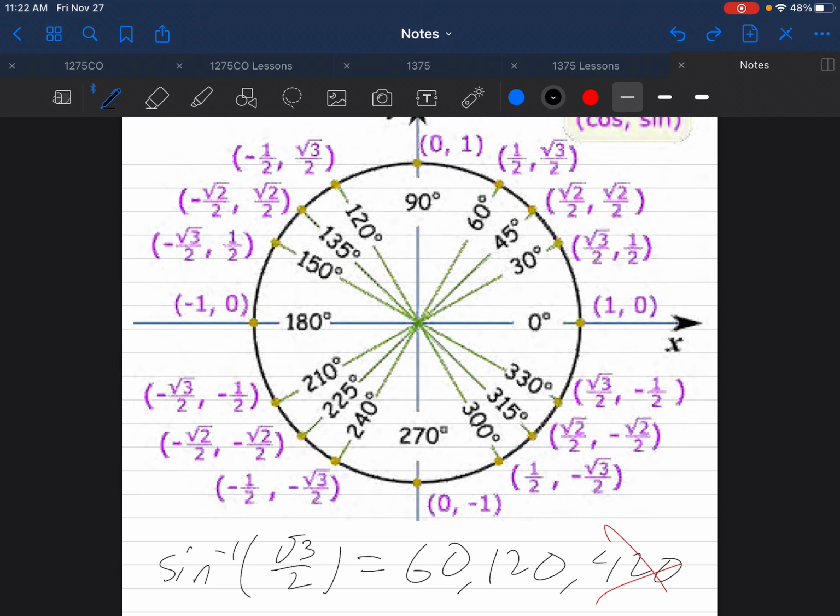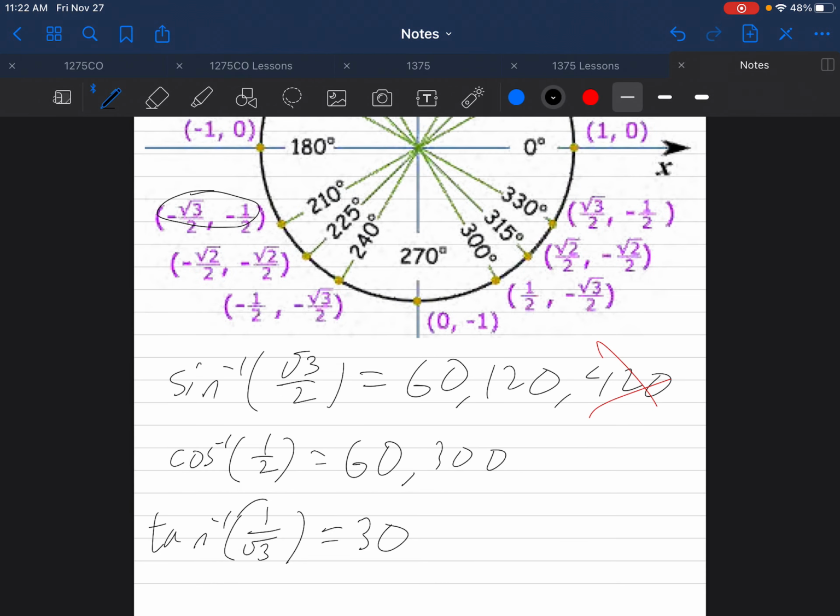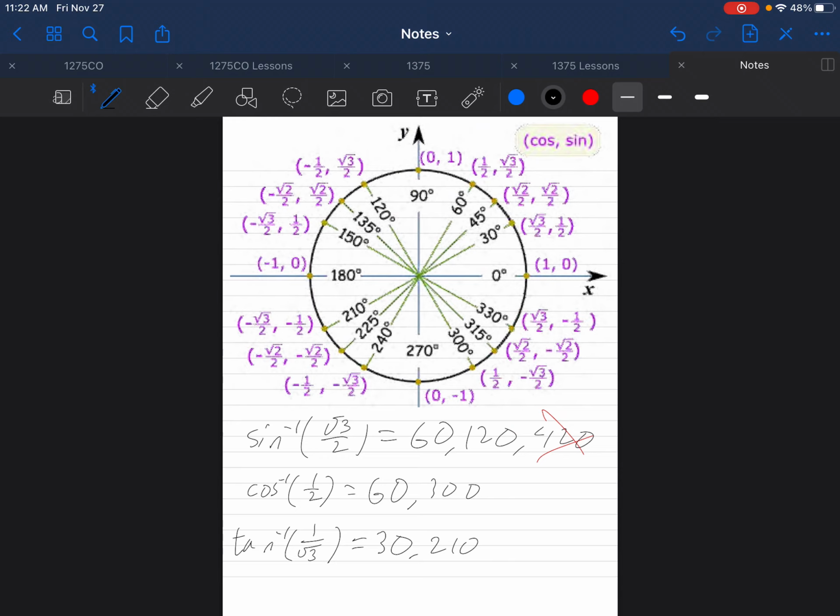Where else are we going to see a positive 1 over radical 3? That's going to be right over here. Negative 1 over negative radical 3 is equal to a positive 1 over radical 3. So we're going to see 210 degrees as the second answer. Again, this is not that it's incorrect, it's just not needed for now.